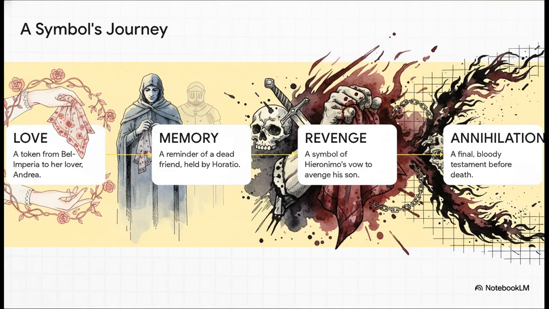Just look at the bloody handkerchief. This one single prop completely transforms through the play. At first, it's a symbol of love. Then it becomes a token of memory. But after Hieronymo's son is murdered, it becomes this physical symbol of his vow for revenge. And by the end, it stands for total annihilation. It's an absolutely incredible use of symbolism, all packed into one object.